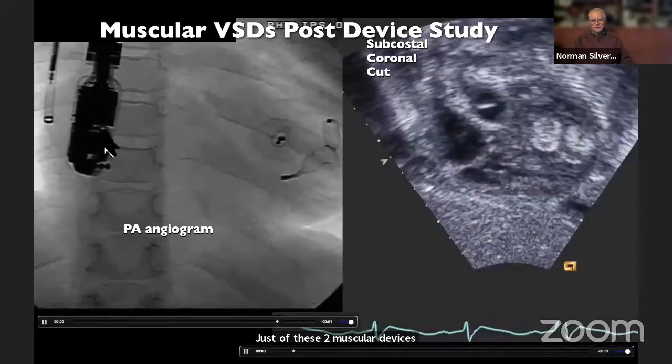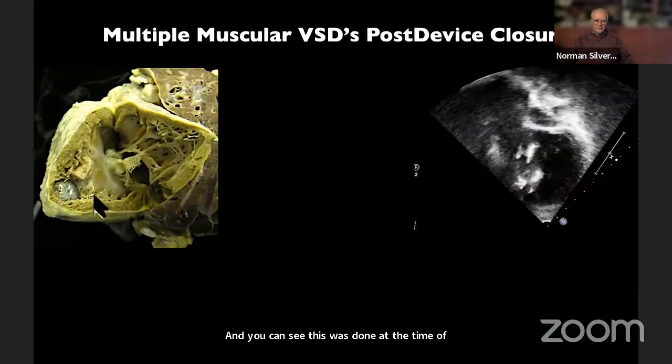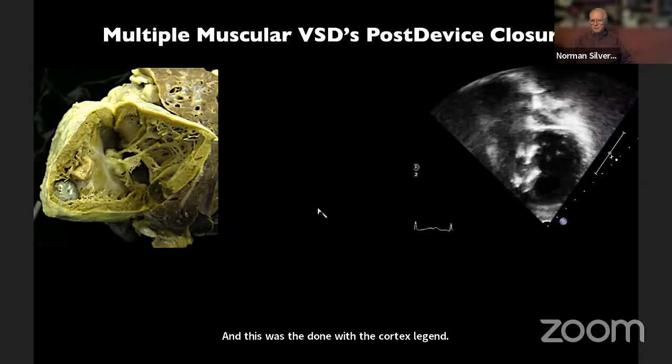And you can see this was done at the time of surgery. And here's one from an earlier area that got a muscular device placed in here, and then found another defect. And this was done with the Gore-Tex pledget. The patient also had an AV septal defect as well.